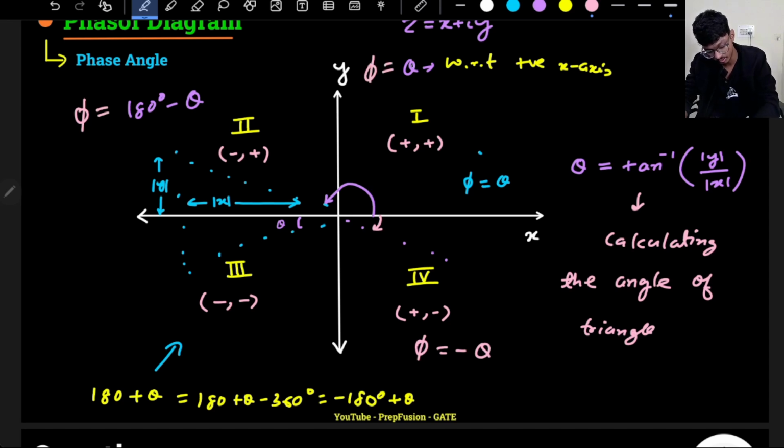Here the actual phase angle phi will be theta only. Here the angle phi will be 180 plus theta, or minus 180 plus theta, or in the fourth quadrant phi will be minus theta.